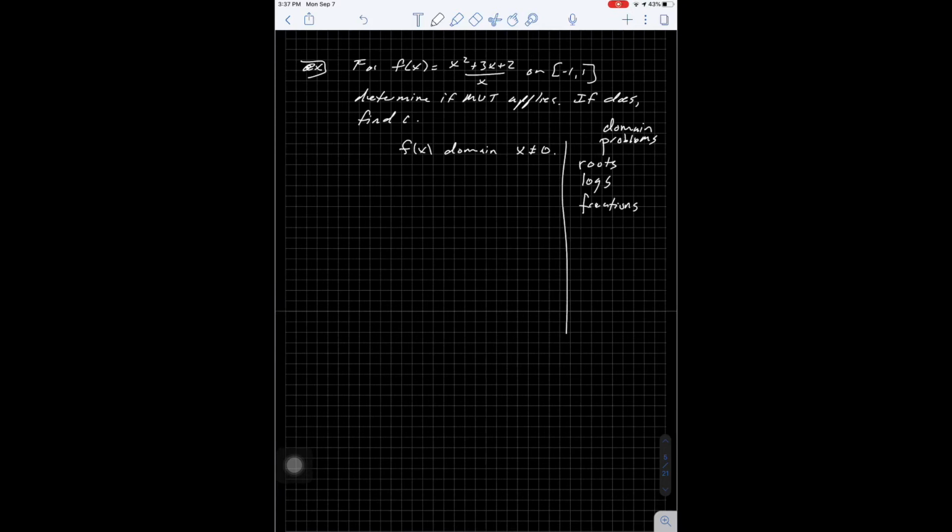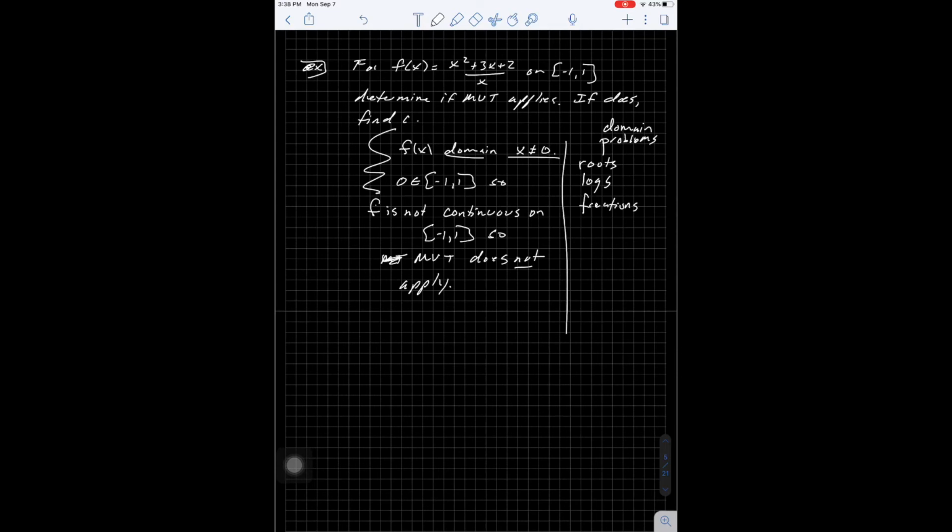And so I can say the domain of f of x says that x can't be 0. And 0 is in this interval from -1 to 1. So f is not continuous on -1 to 1, and so the mean value theorem does not apply. So that's kind of what the write-up looks like. You state where there's a problem and what requirement it's violating, and that's all.